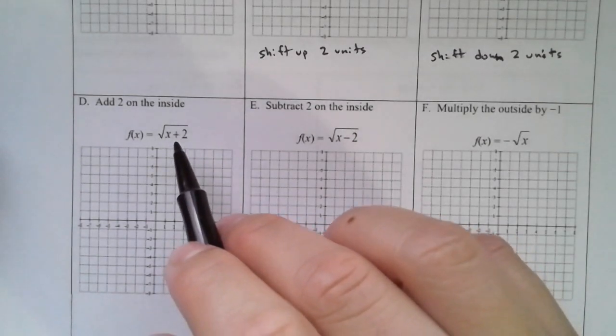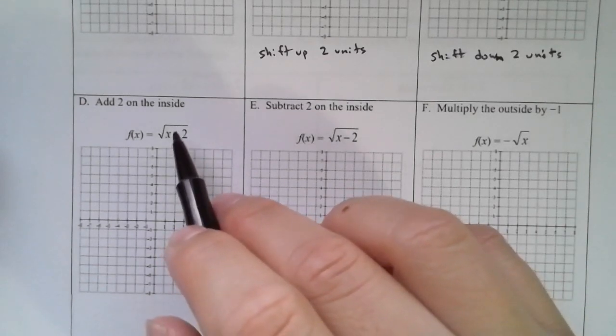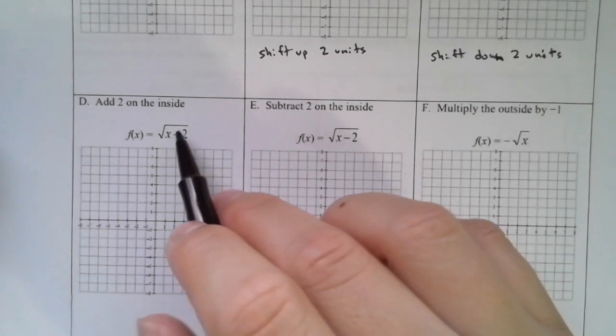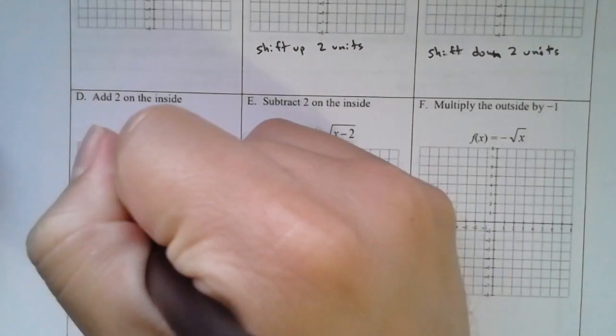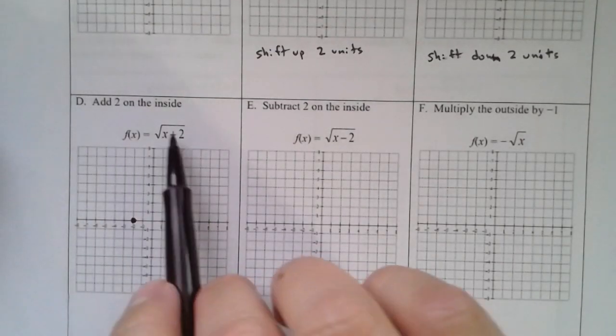Okay, so let's say I want to get 0. How do I get 0 on the inside? I would have to plug in negative 2. Negative 2 plus 2 is 0, which is square root of 0. So here, when I plug in negative 2, I get 0. Now, let's get the next perfect square. How do I get 1?